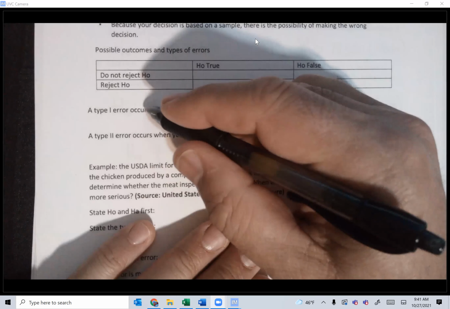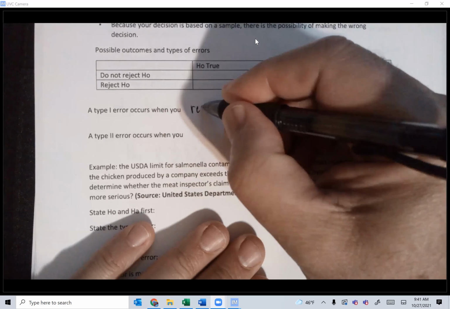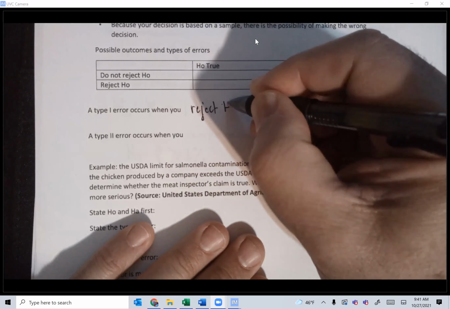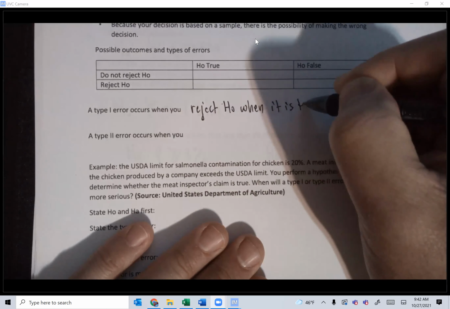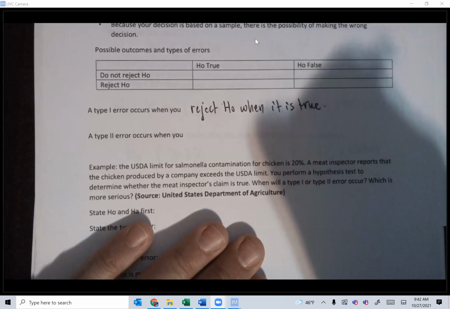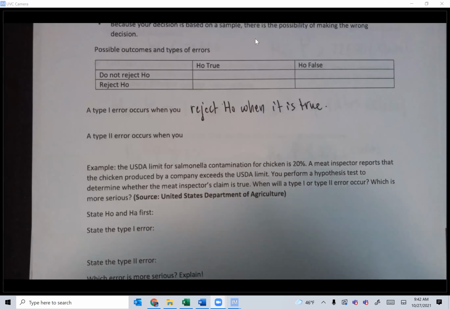A type 1 error occurs when you reject H0 when it is in fact true. Is that a mistake? Yes, I'm rejecting something that is true. For example, you tell me 2 plus 2 equals 4, and I tell you, no, I don't think it is 4. I'm rejecting something that is true. That is a mistake from my side to say that. That is what a type 1 error is. So remember that type 1 error occurs when you reject H0 when it is true.